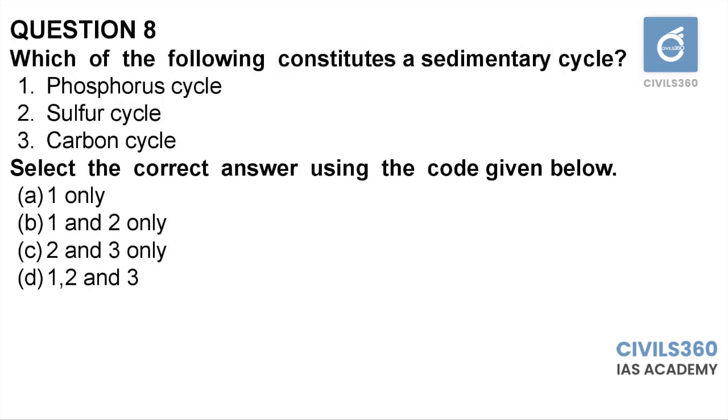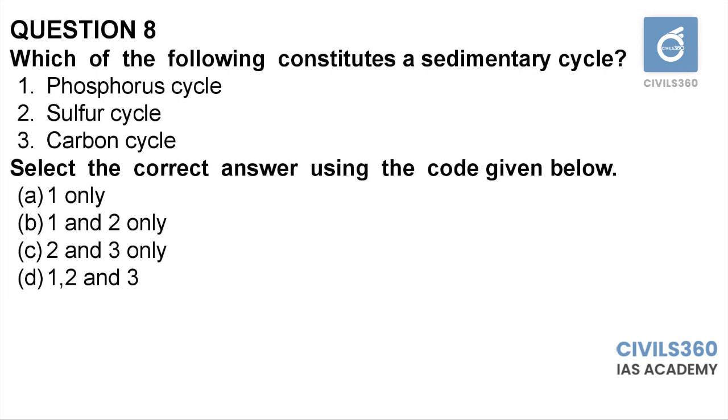Question number 8. Which of the following constitutes a sedimentary cycle? So this is a direct question that we have taken from the basic environment portion. What is a sedimentary cycle and gaseous cycle? It all depends on the source from which these cycles replenish. If it replenishes itself from the atmosphere, like a carbon cycle, it is called a gaseous cycle. And if it replenishes from the terrestrial areas and from sedimentary portions, it's called a sedimentary cycle.